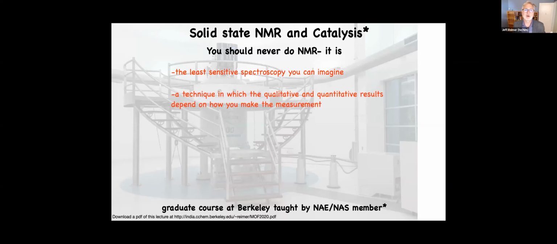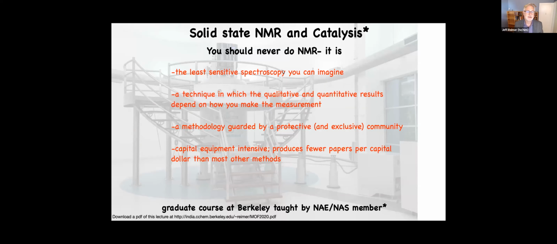It's a technique in which the qualitative and quantitative results depend on how you execute the experiment. It's a methodology guarded by a protective and exclusive community. It's capital equipment intensive. The image in the background should remind you of that. And as some funding agencies have noticed, NMR produces fewer papers per capital dollar than most other methods. It's fraught with high operating costs, and therefore don't bother doing NMR when you do catalytic research. Well, why would you even bother in the first place?